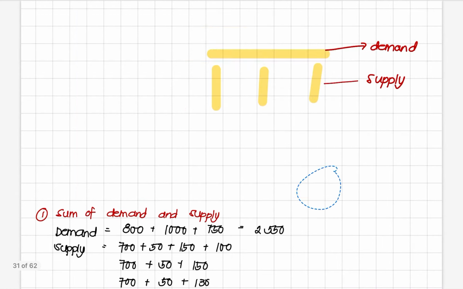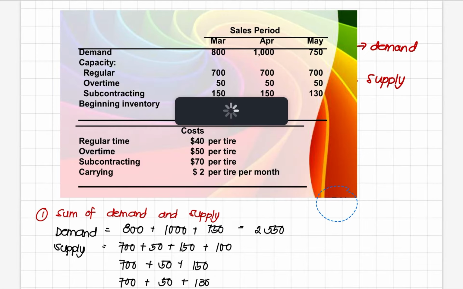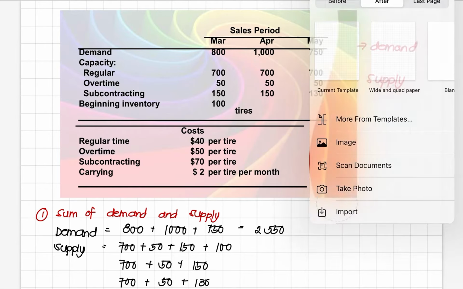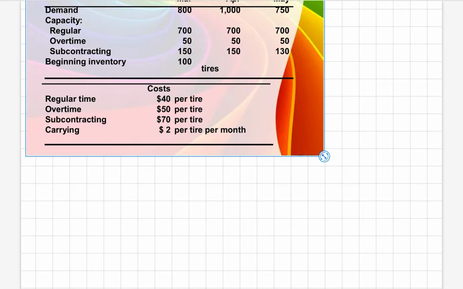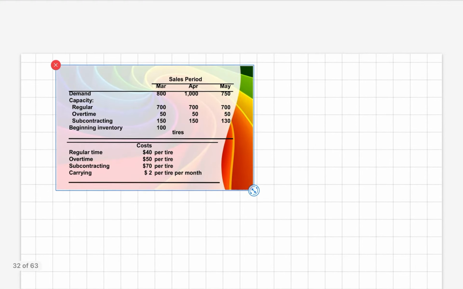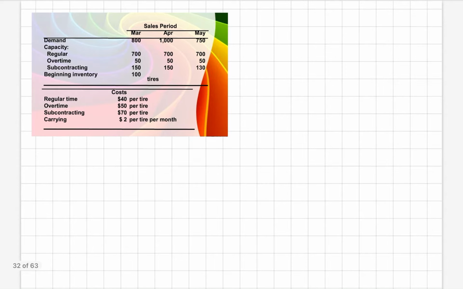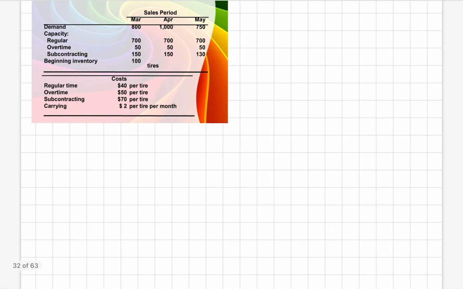Let me copy this picture again because we are running out of space. I'll move it in here. Let's redo it. Okay, so now let's create the table. Again, we start with the beginning inventory. And then we write down our capacities here. So, we have your regular, overtime, and subcon, or subcontracting.